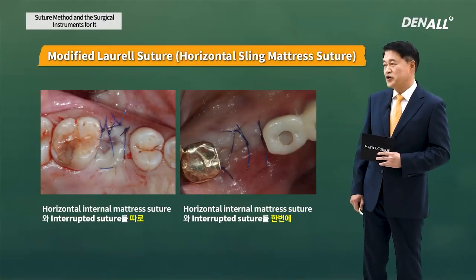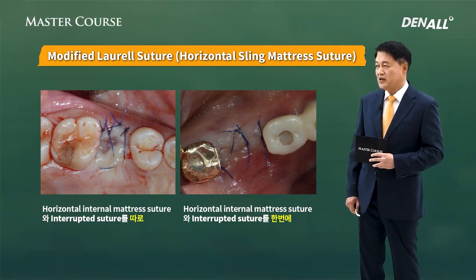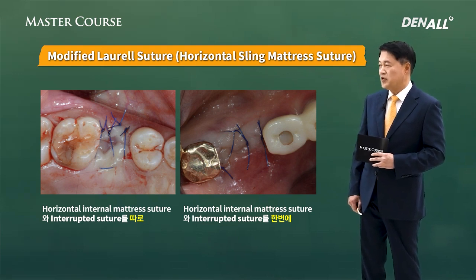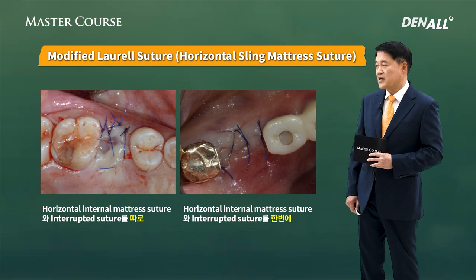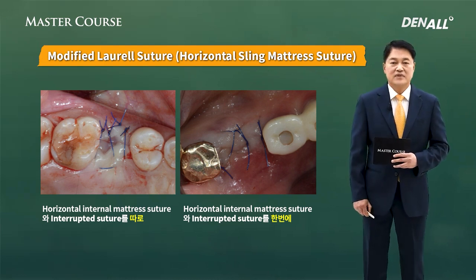So this is a clinical photo. As I just told you, on the left, you have a horizontal internal matrix suture. Then to close the line, an interrupted suture was done. On the right side, it's the modified Laurel suture that I talked about. So it's more convenient because you put two sutures together in one suture technique.